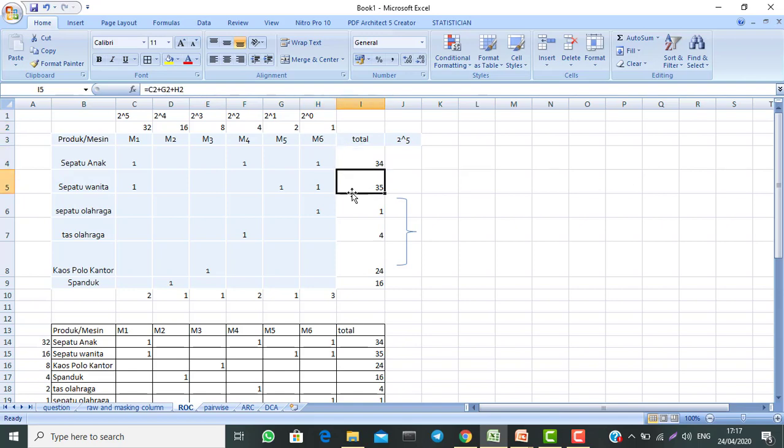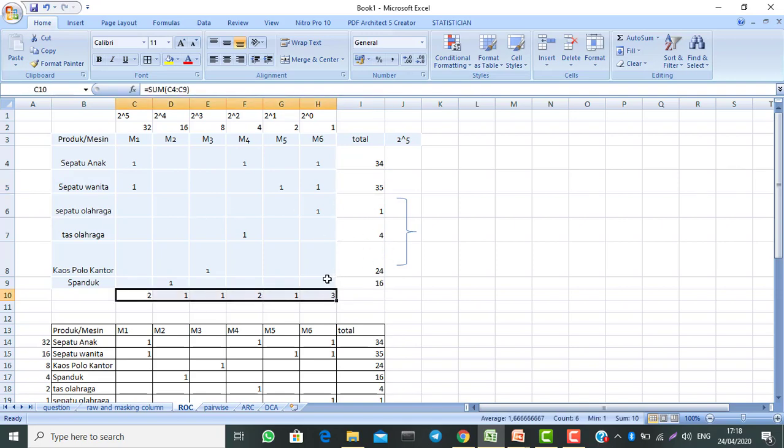Repeat the same step. 39 is obtained by 32, 2, and 1. We have 35. Repeat the same step. Okay. Now, after that, just change it.